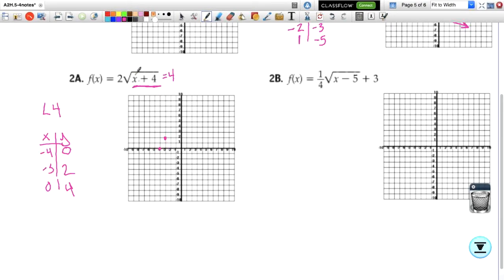Then I'm going to plug in 0. 0 plus 4. And make sure you take your time on this, folks. 0 plus 4 is 4. Square root of 4 is 2, and 2 times 2 is 4. So I'm going to go over to 0 and up to 4.